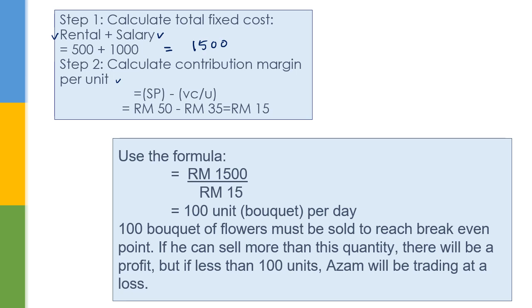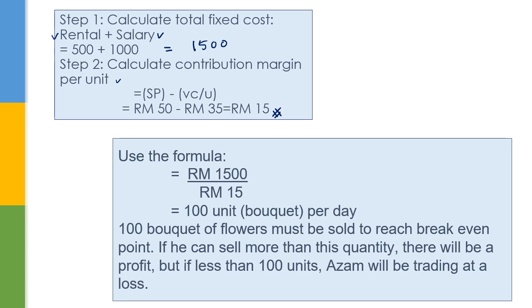Step 2 is to calculate the contribution margin per unit, which is represented by sales price minus variable cost per unit. So the sales price is 50 ringgit minus 35 ringgit, the variable cost per unit. So you get a contribution margin of 15 ringgit. So we already have all the information needed to use the formula.